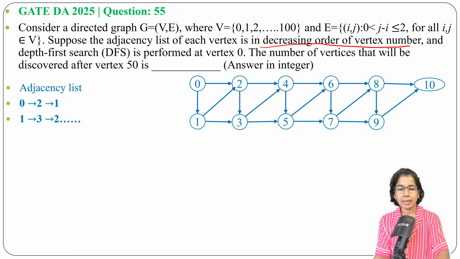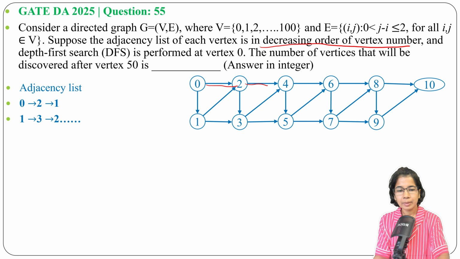Then for 3, it will be 3, 5, 4. For 4, it will be 4, 6, 5. So first will be the bigger number, then the smaller number. For every vertex, there are just 2 adjacent vertices where the difference is less than or equal to 2. Now, if we run the DFS starting from 0, after 0, we'll visit 2.